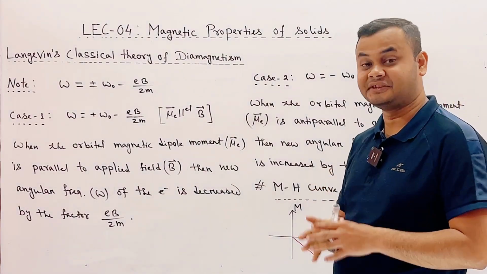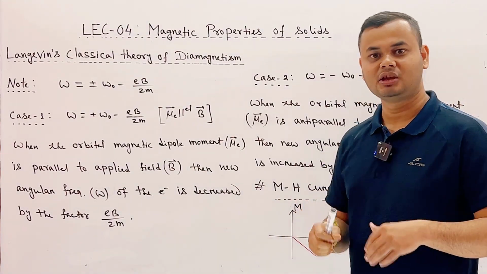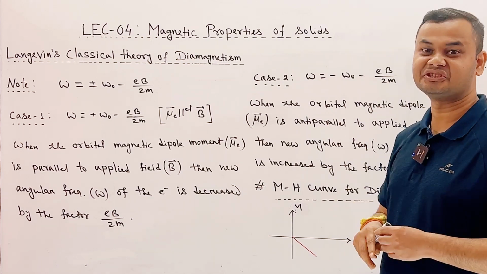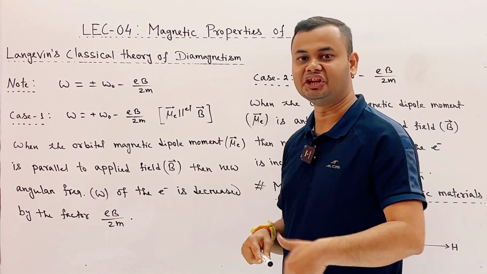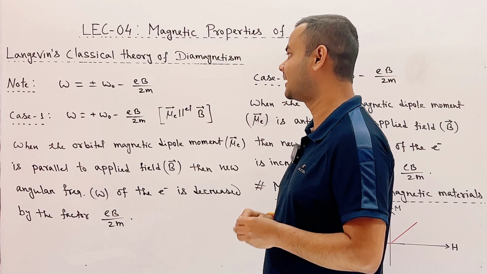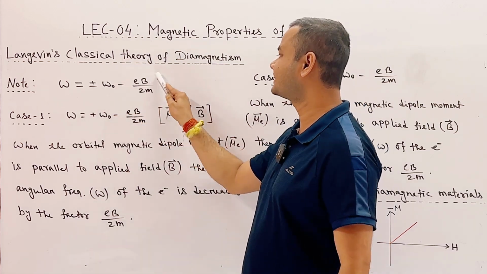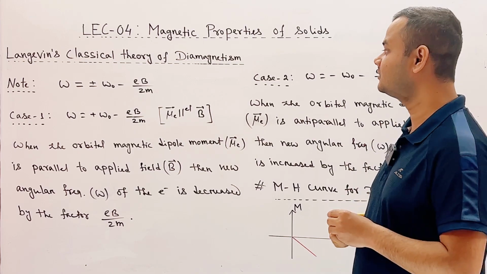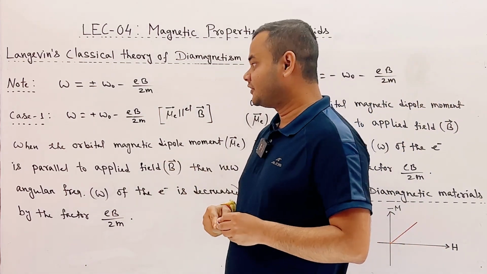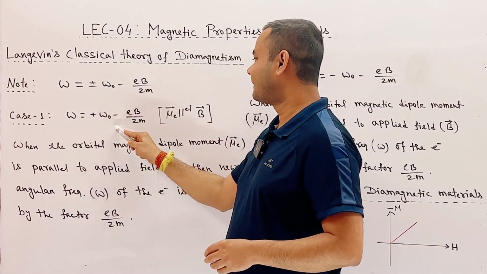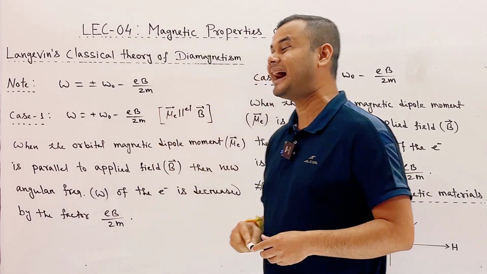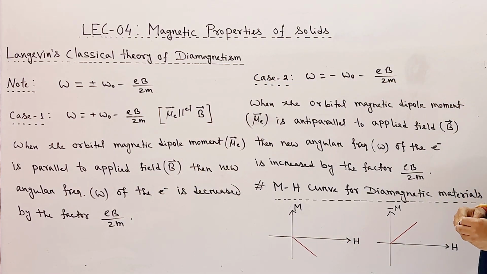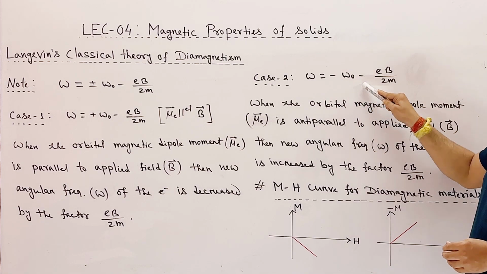Finally, let me explain you one very important point. Students, in my previous section, I already mentioned that after application of external magnetic field, the new angular frequency of the electron becomes plus minus omega naught minus EB divided by twice m. Now, let us understand under what condition the new angular frequency becomes plus omega naught minus EB divided by twice m, and under what condition it becomes minus omega naught minus EB divided by twice m.